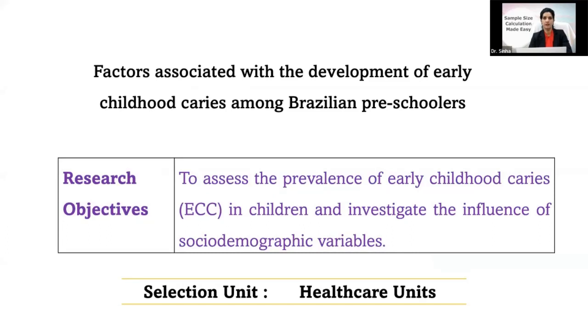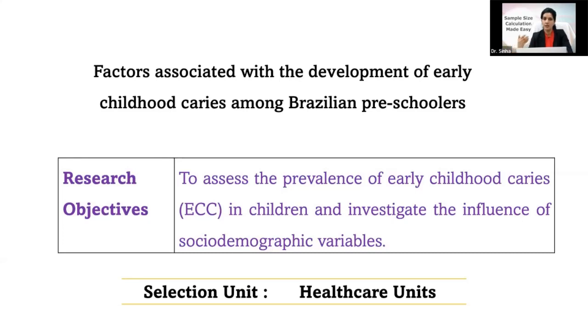Factors associated with the development of early childhood caries among Brazilian preschoolers. So what was the research objective? The researcher has to assess the prevalence of early childhood caries in children and investigate the influence of socio-demographic variables. Here the selection unit was the healthcare unit. Now, what adjustment ideally should the author have done in this case? All of you please type.